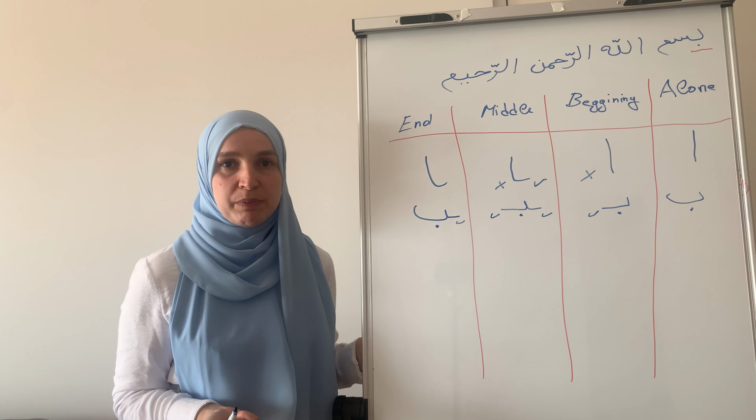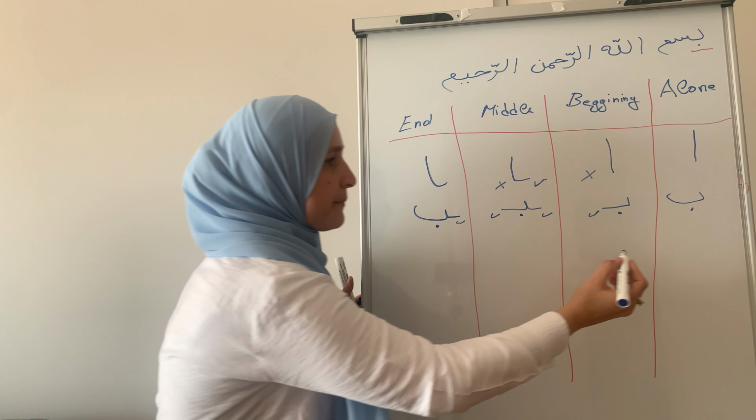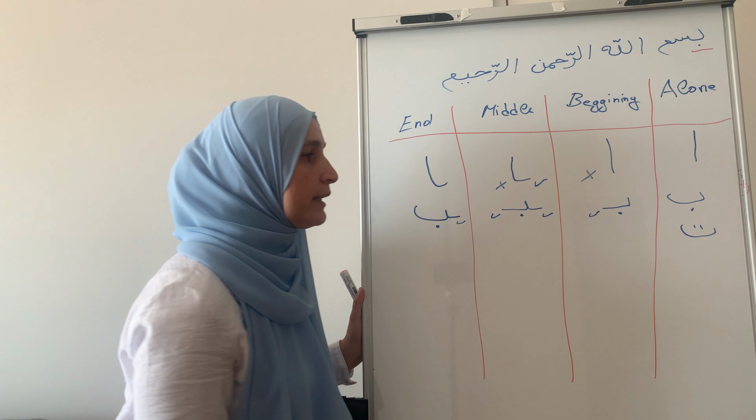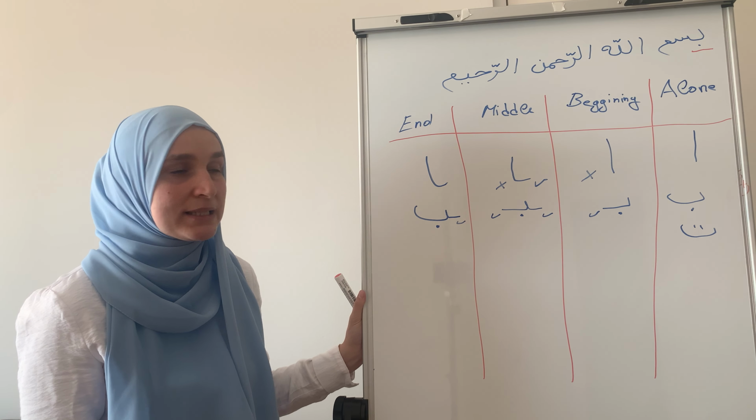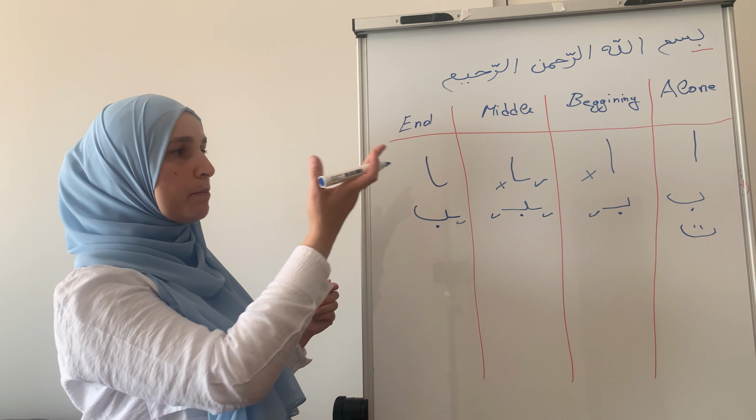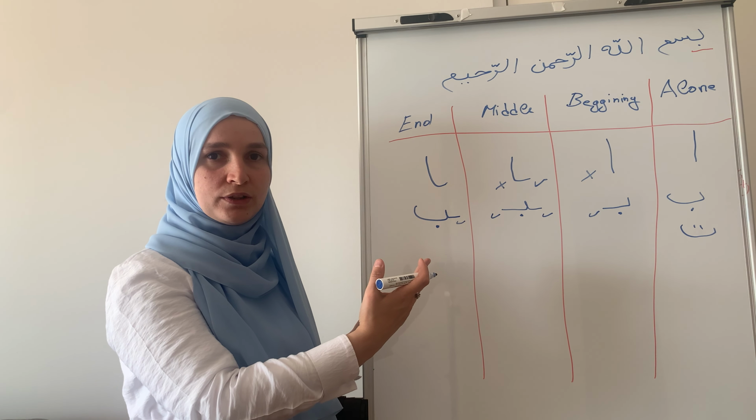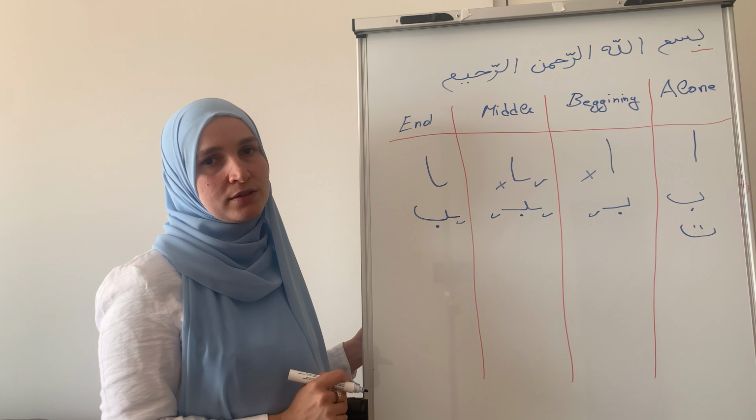Now I'm going to explain letter T. Letter T is absolutely the same. The difference between B and T is just the dot. B, one dot down; T, two dots on top.